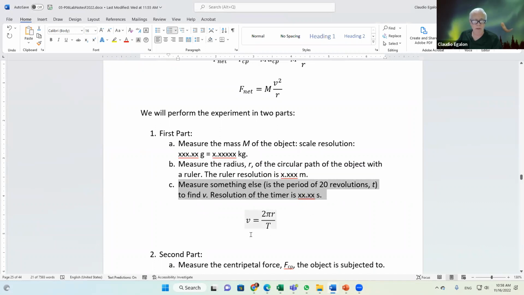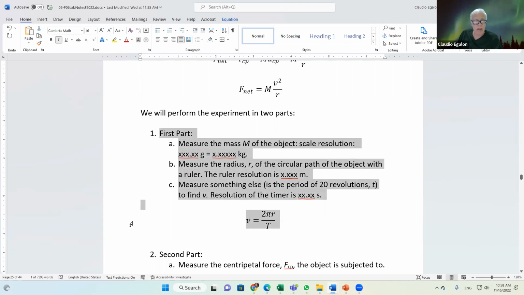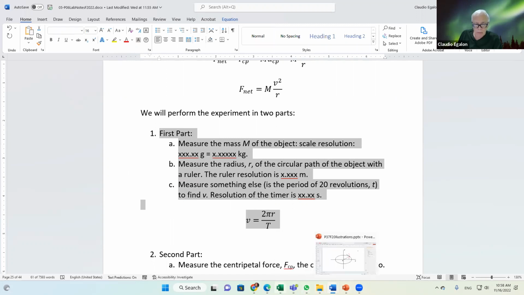Instead of measuring the period of a single revolution, it is far more accurate, and precise as well, to measure the period of 20 revolutions. Think about that: get an object to move in circular fashion and count 20 revolutions, and count how long it takes for the total number of revolutions. And the velocity, for a single rotation, is going to be 2 pi r over t. Once we find out the velocity of the object, let's go to the spreadsheet again.